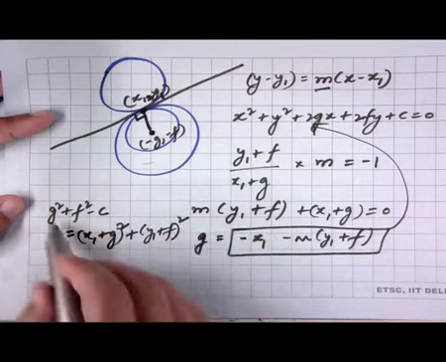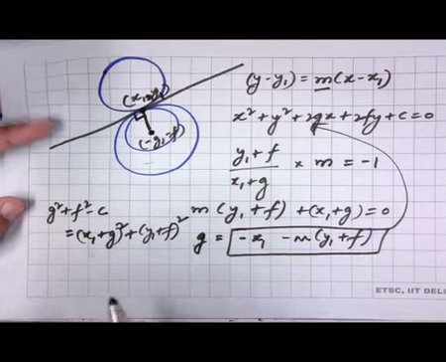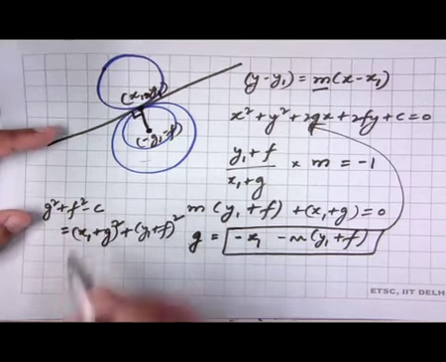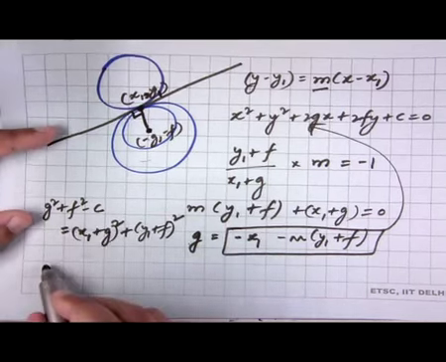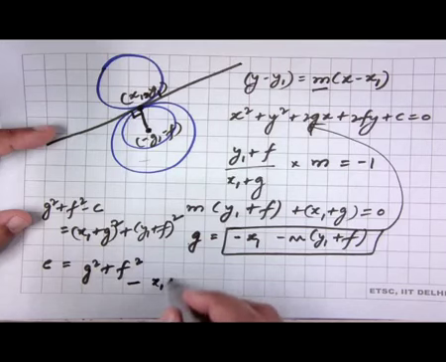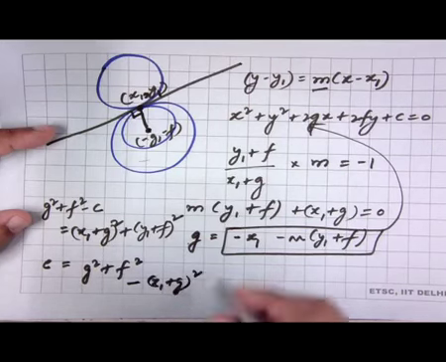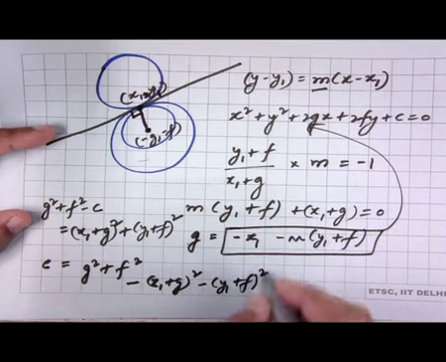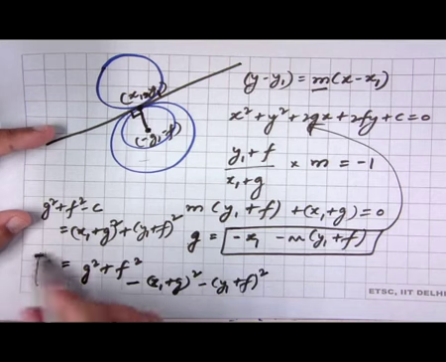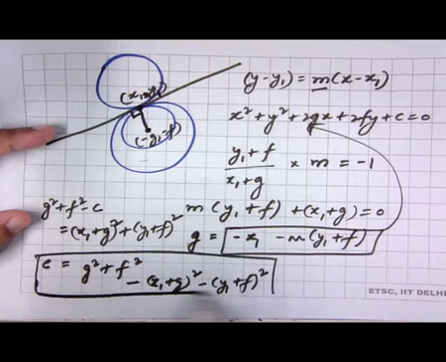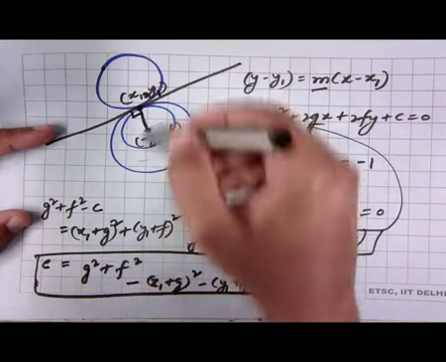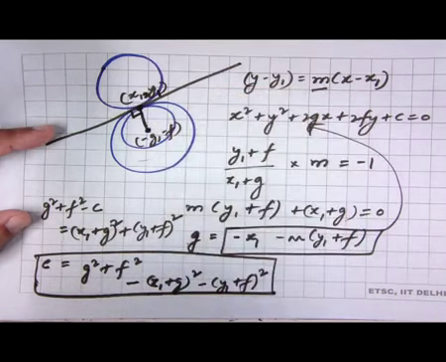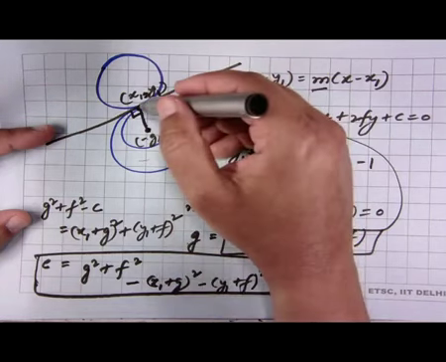So, therefore, this and this should obviously be equal. So, from here we see that c must be equal to g square plus f square minus x1 plus g whole square minus y1 plus f whole square. So, this is another expression that we get for c in terms of the coordinates of the center of the circle and of course, the fixed point x1, y1.